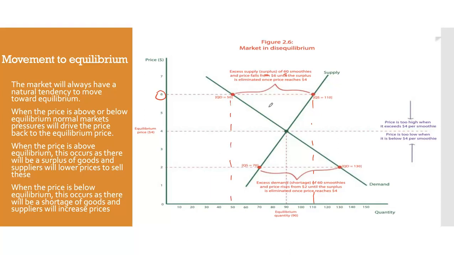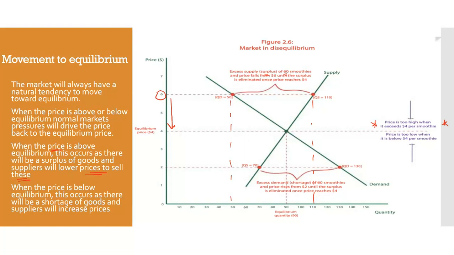So there's a surplus of 60. Now when the price is above equilibrium, there will be a surplus, and suppliers don't want to throw out smoothies. They will recognize the price is too high, so they will lower their price to sell them. So we will have a market mechanism, a force where they recognize that the price is too high and it will go down to $4 per smoothie.